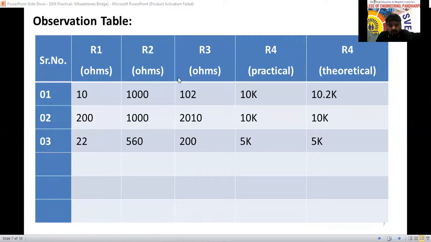Have you noted down this one? Observation table. Don't write these readings. I will give different readings now. Only serial number, R1, R2, R3 and R4 practical, R4 theoretical. Serial number 1, 2 readings I am going to give here now. Okay, this is the observation table.